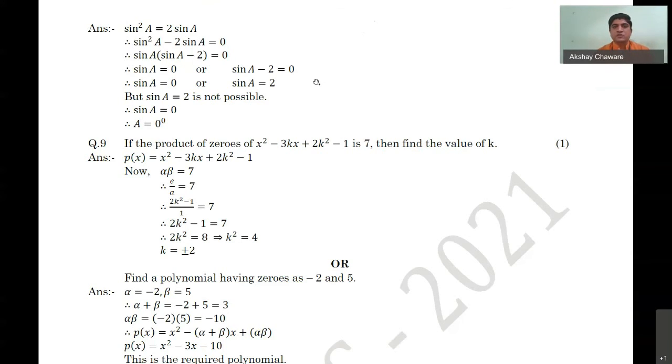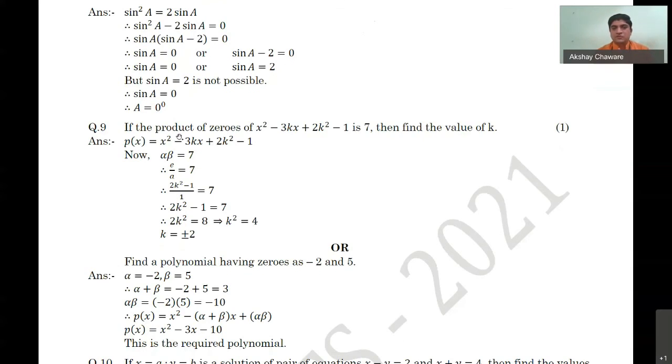The simplification is just similar to the quadratic equation, right? Now sin a equal to 0 or sin a equal to 2. But we know sin a equal to 2 is not possible as the range of sin a is minus 1 to 1. The sin function lies between minus 1 to 1. So we will neglect this sin a is equal to 2, and then a is equal to 0 degree. We will get the answer, right?